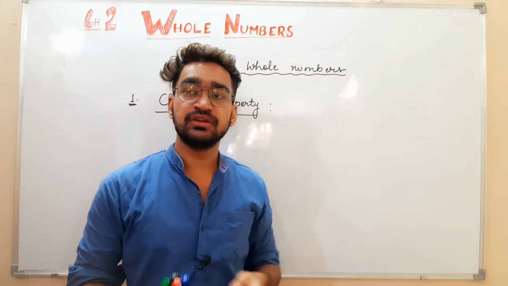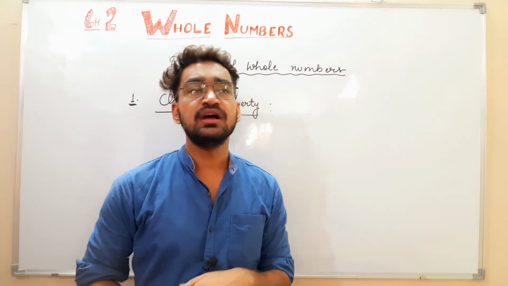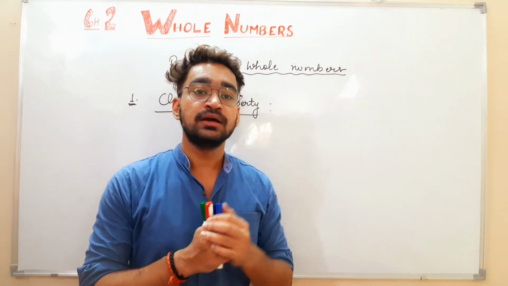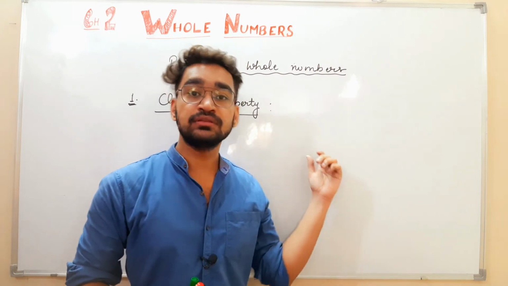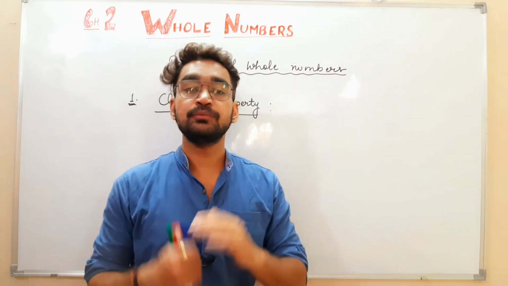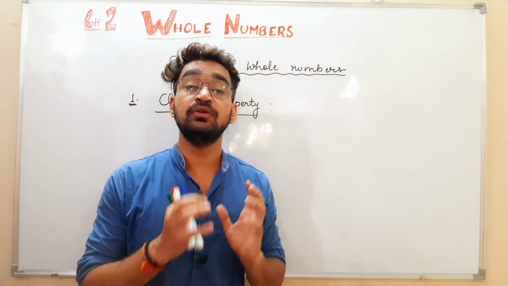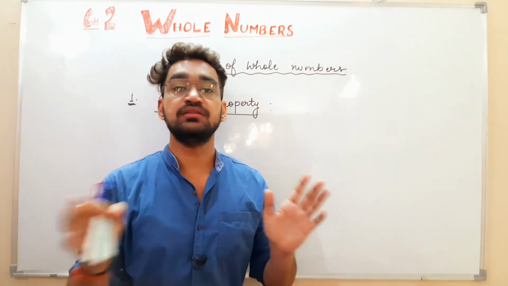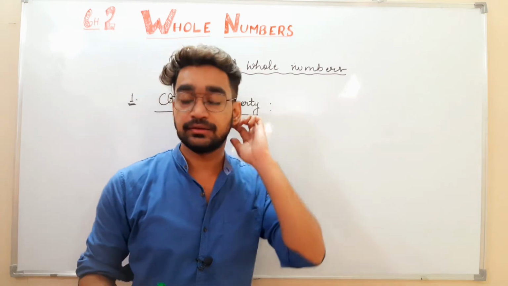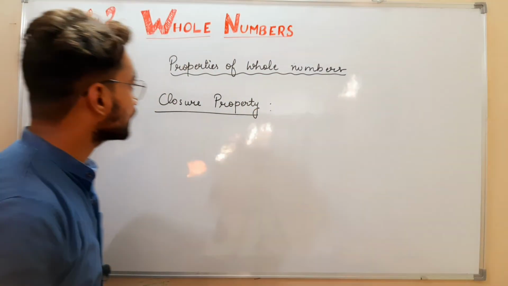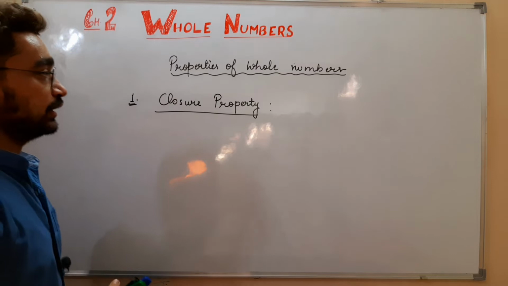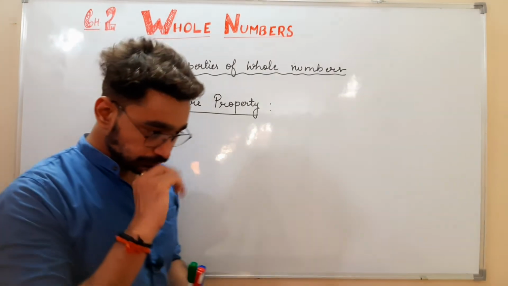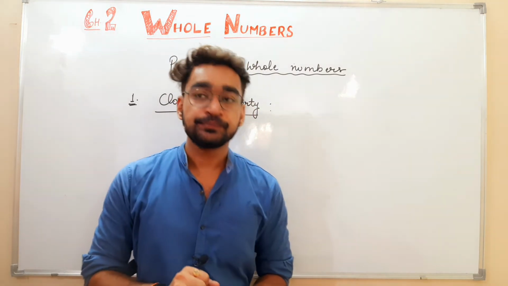In grade 6 you are studying the chapter Whole Numbers. In grade 7 the first chapter is Integers. I think grade 8 has the chapter Rational Numbers, and in it the same properties are given. So the properties remain the same, you just have to understand the concept. If you understand the concept, it will be very easy in grade 7 and grade 8 also. Okay, so let's see the first property of whole numbers, that is closure property. Sorry, I'm having a little bit of a cough today.